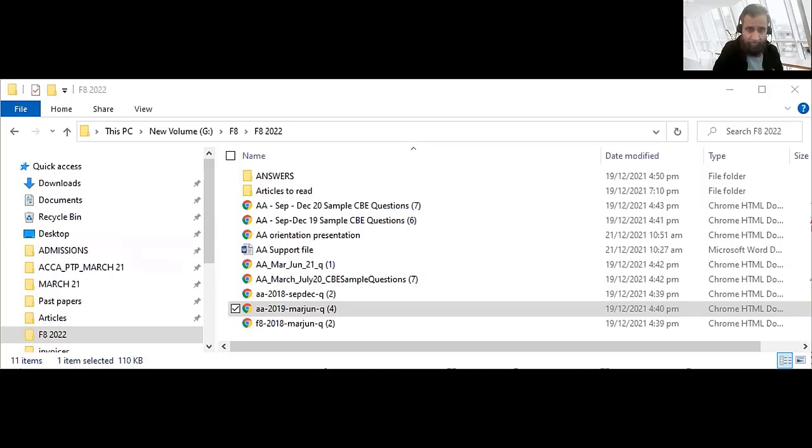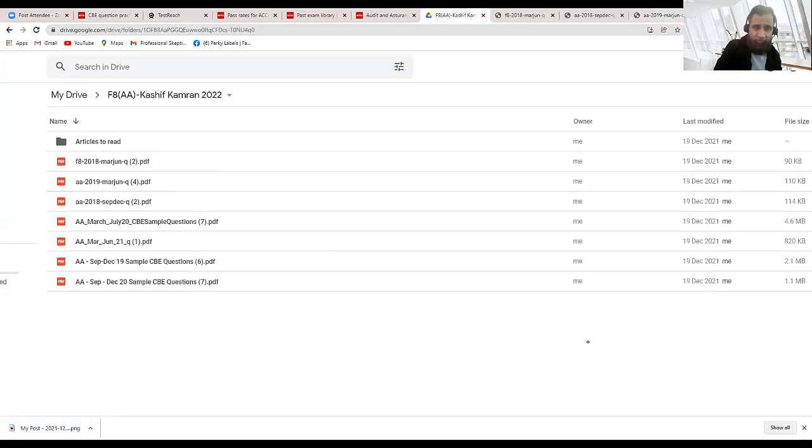Just give me 1 minute so I can show you the Google Drive on your screen. Okay, can you see the Google Drive in front of your screen, everyone?